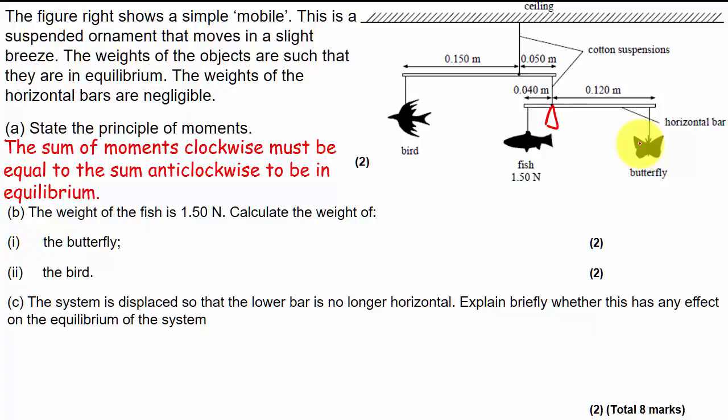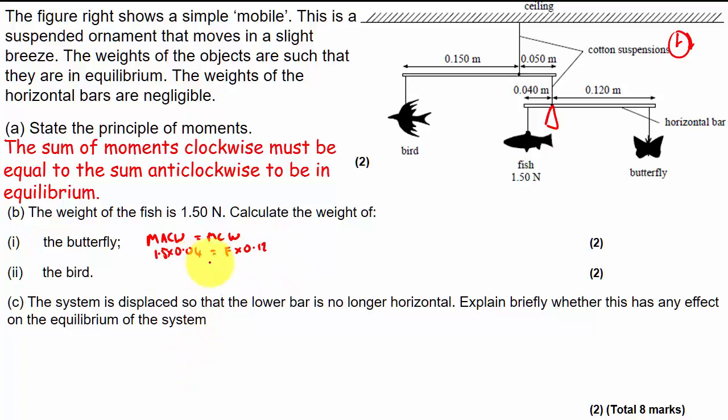Okay, so you can start with moments anti-clockwise equals moments clockwise. Okay, got a moment anti-clockwise of 1.5 multiplied by a distance of 0.04. That should be equal to the clockwise moment this way. So remember, a clock turns that way, doesn't it? So the clockwise moment produced by the butterfly will be the force of the butterfly, or the weight of the butterfly, multiplied by a distance of 0.120.